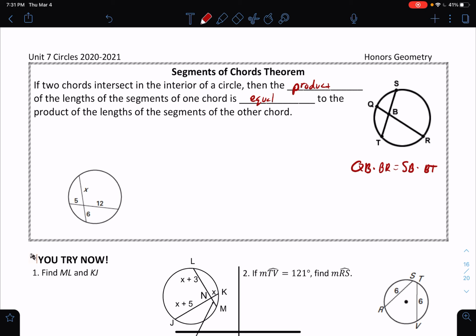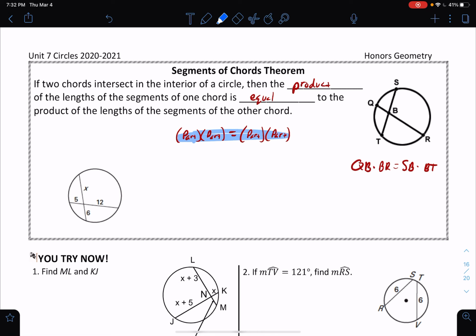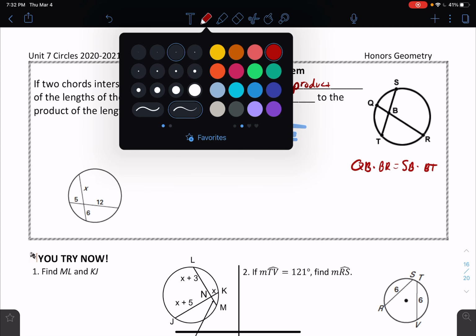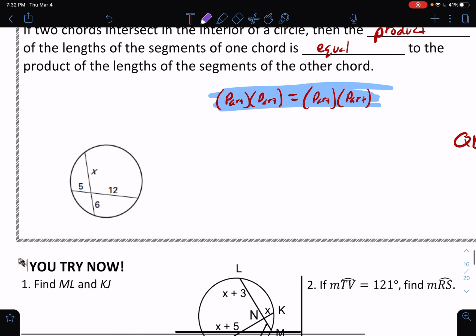So the big relationship here is part times part equals part times part. This is the big one for this section. When I'm dealing with chords intersecting inside the circle, so the segments are contained inside the circle, part times part equals part times part. So like with this example here, we've got 5 times 12 equals 6 times x. So we get 60 equals 6x, so x equals 10.